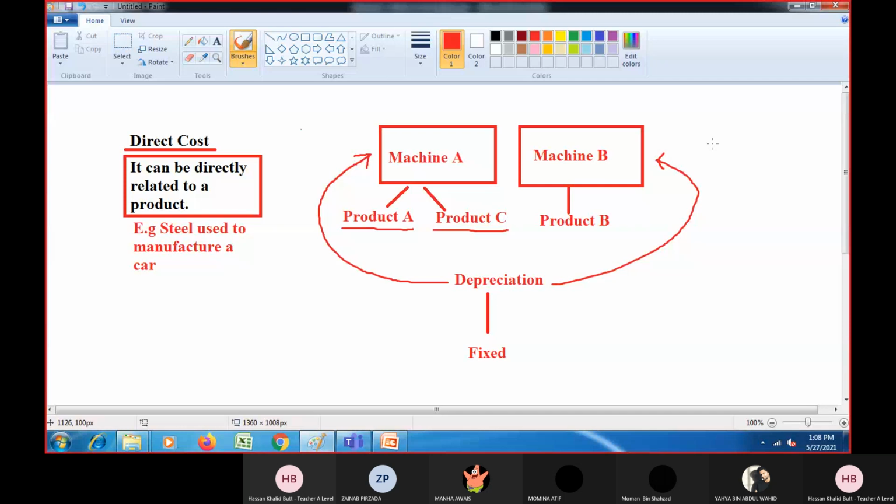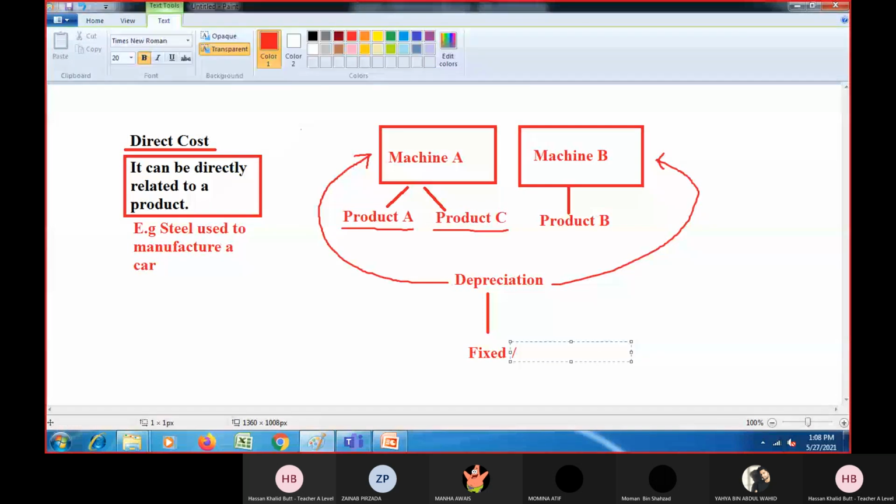Despite being a fixed cost, because depreciation is a fixed cost. It has nothing to do with the output, right? With the passage of time, it will depreciate sooner or later. So it is a fixed cost, but it is a direct cost as well. So that is why I wanted to explain it to you, that sometimes direct cost can be a fixed cost also. Okay, that's why I had to give that example to you.